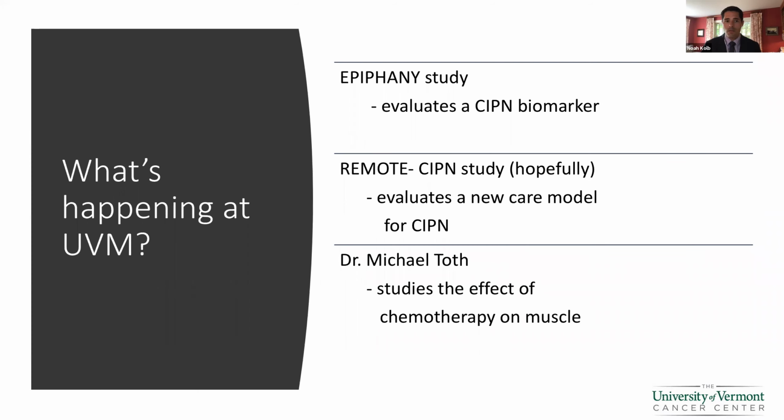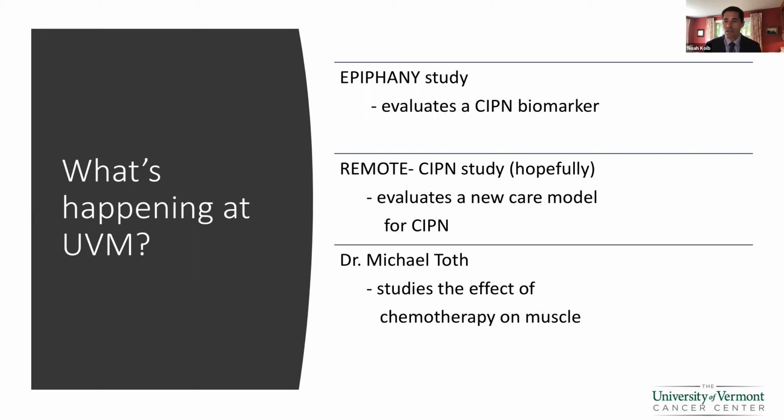So what's happening at UVM? The Epiphania study is happening at UVM currently. This is a biomarker study to try to understand if there are things we can withdraw from people's serum, so neurofilament light chain, to give us an idea about who's going to develop neuropathy. That study's been going on here for a while and continues to go on.